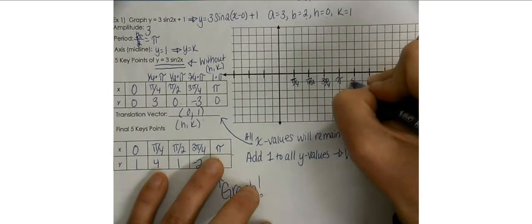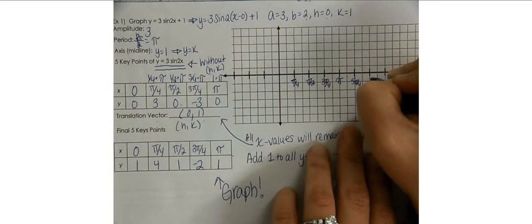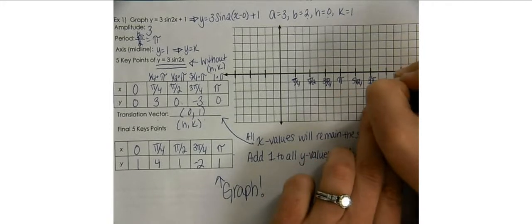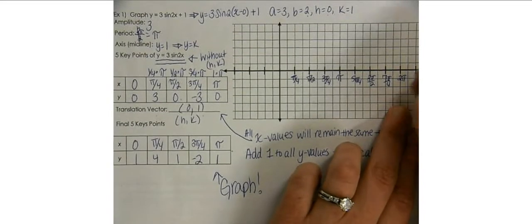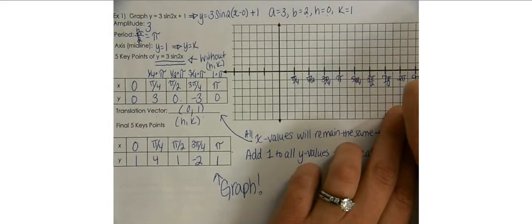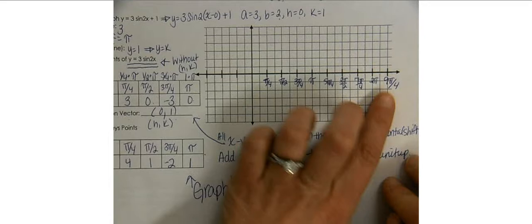Then 5 pi's over 4. Then 6 pi's over 4, which is 3 pi's over 2. So that was 5 pi's over 4, 6 pi's over 4. Now here's 7 pi over 4. And 8 over 4 is 2 pi. And then the next one is 9 pi over 4. So that's how I was able to fill out my x-axis. That is on the positive side.